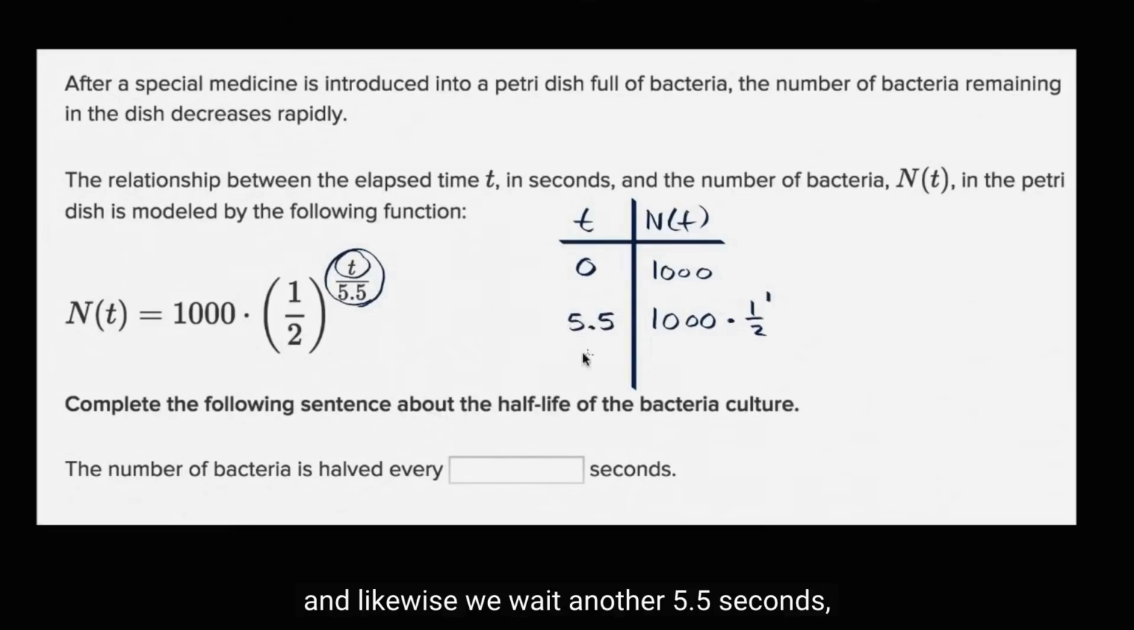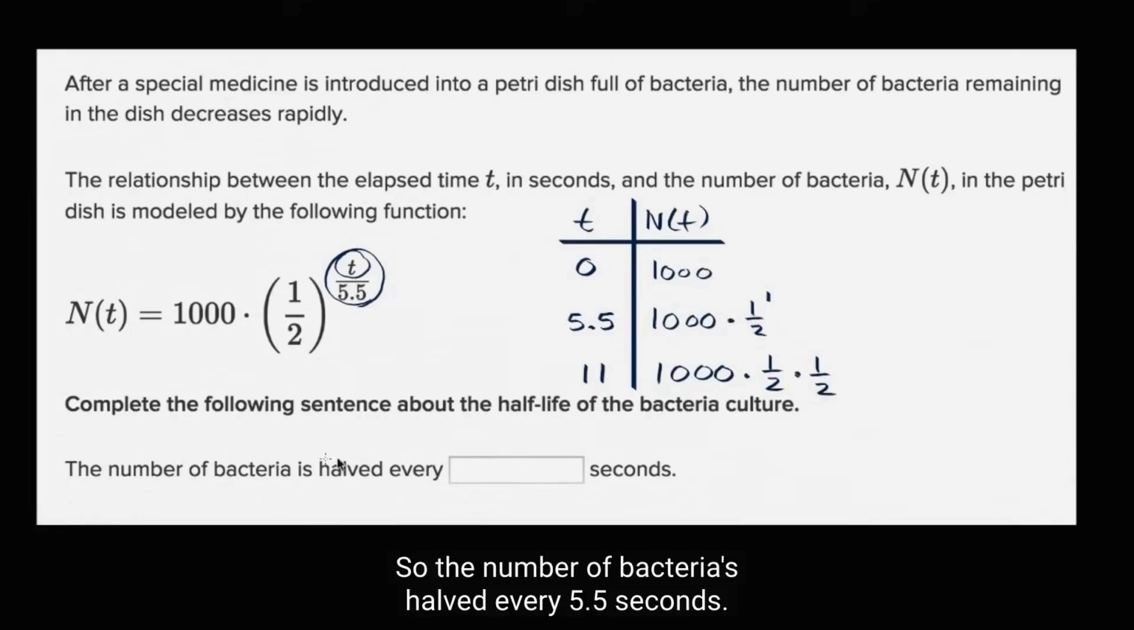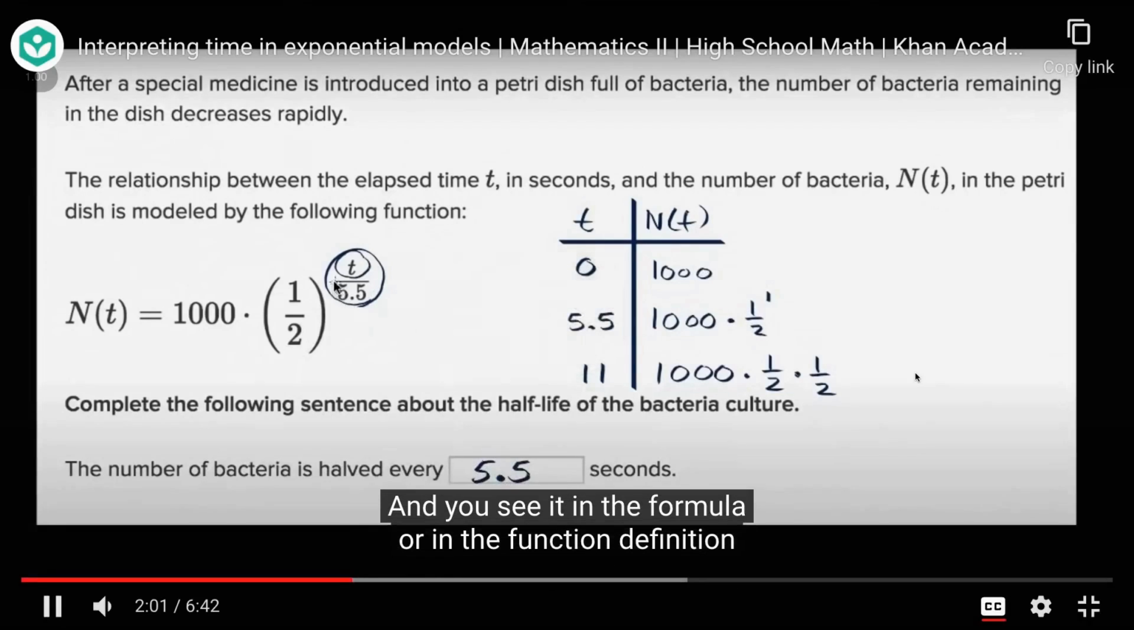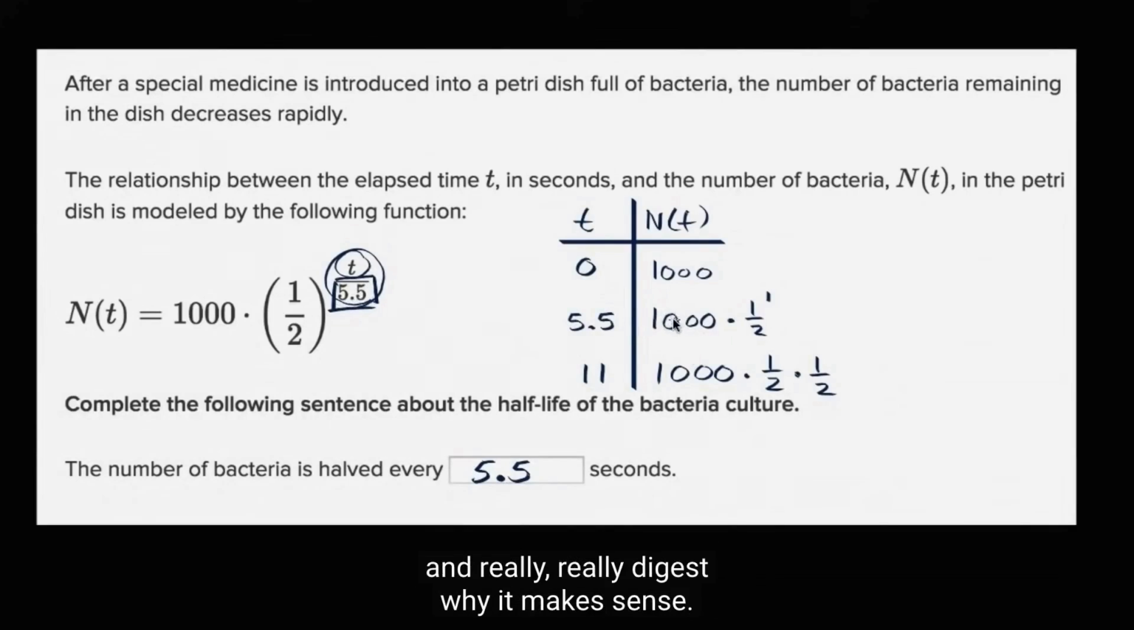And likewise, if we wait another 5.5 seconds, so if we go to 11 seconds, then this is going to be 1,000 times 11 divided by 5.5, which is 2. So times 1/2 to the second power, so times 1/2 times 1/2. So every 5.5 seconds, we will essentially have half of the bacteria that we had 5.5 seconds ago. So the number of bacteria is halved every 5.5 seconds. And you see it in the function definition right over there. But it's nice to reason it through and to really digest why it makes sense.